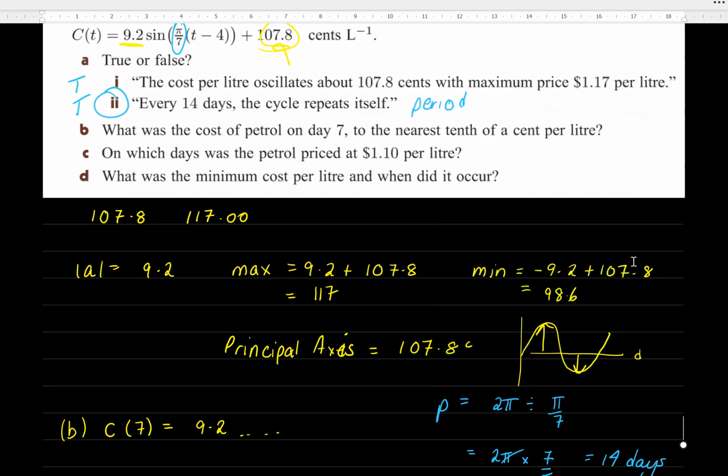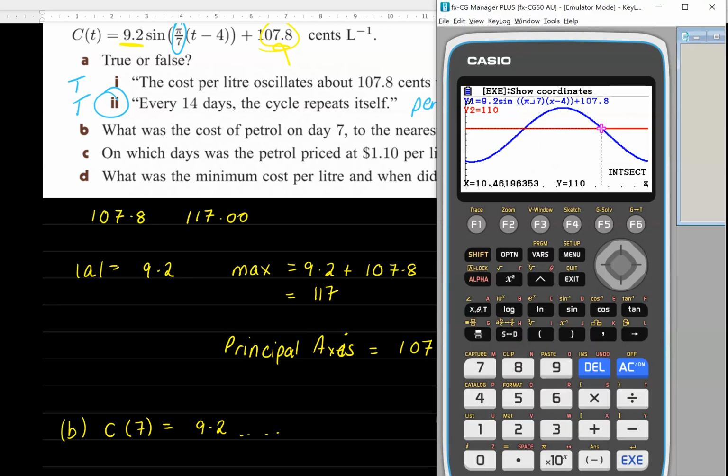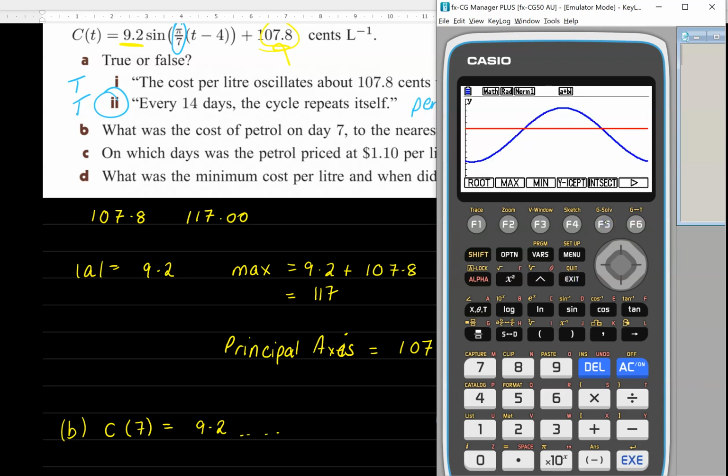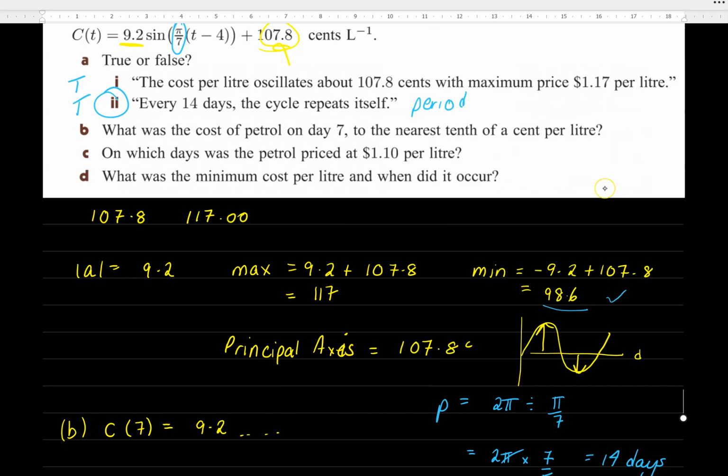What was the minimum cost per litre and when did it occur? Well, we already knew what the minimum was, but how do we find out when it is? We'll get rid of this. Actually, keep that there, because when I go G-Solve and I press minimum, nothing happens because I've got more than one graph there. So you can see that one is flashing. Is that the one you want? Yes. I press enter, and we can see there that the minimum is on the first half day, and it will be 98.6. Yay. So you just write that down nicely.